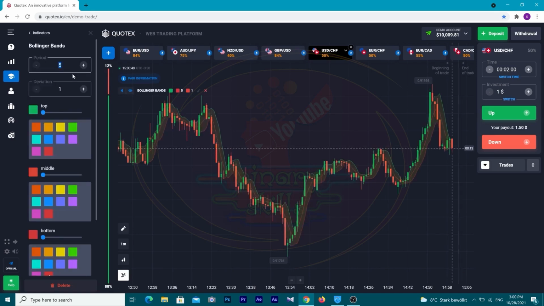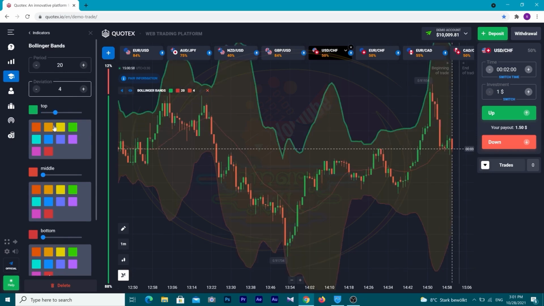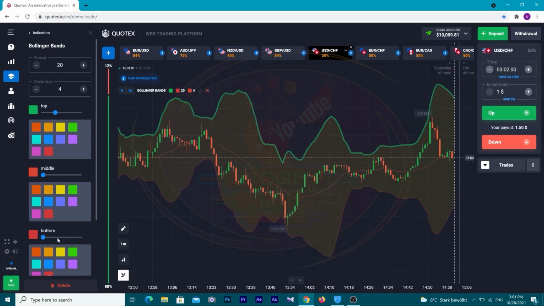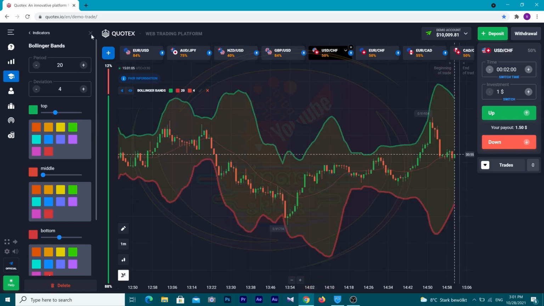We'll set the period to 20 and the deviation to 4. I'll also make the lines of the upper and lower bands a bit thicker so that they are easier to see in the video. This should make it more visible for you.